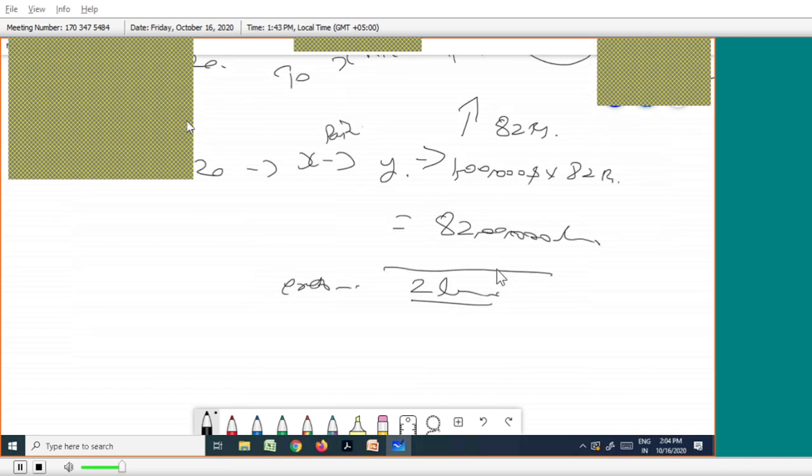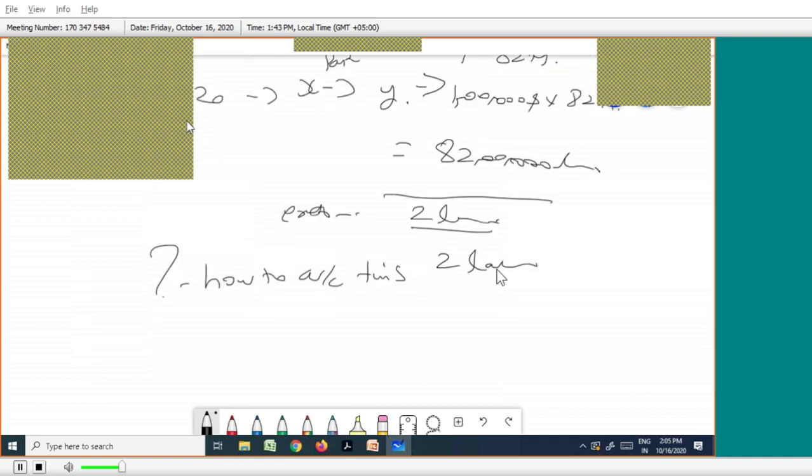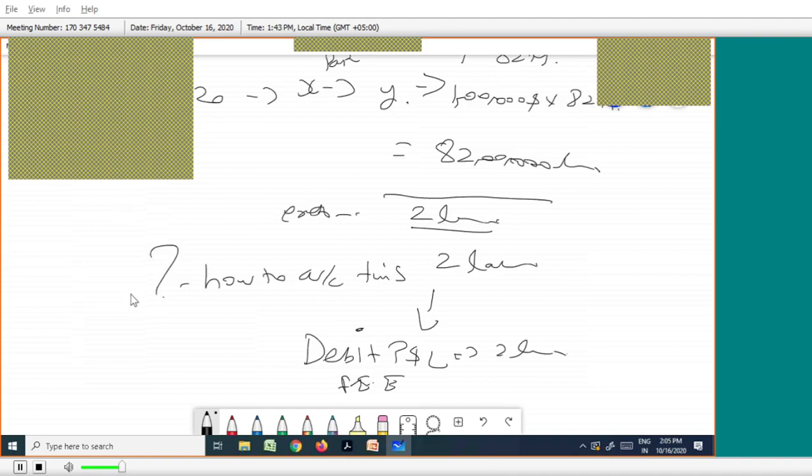Now the question is how to account this 2 lakhs. As per AS 11, we have to account this 2 lakhs by debiting the P&L account, as a forex expense or forex loss. Forex expense, we have to debit this 2 lakh additionally. This is one scenario. What I discussed is one scenario. If this is the scenario, then no problem.